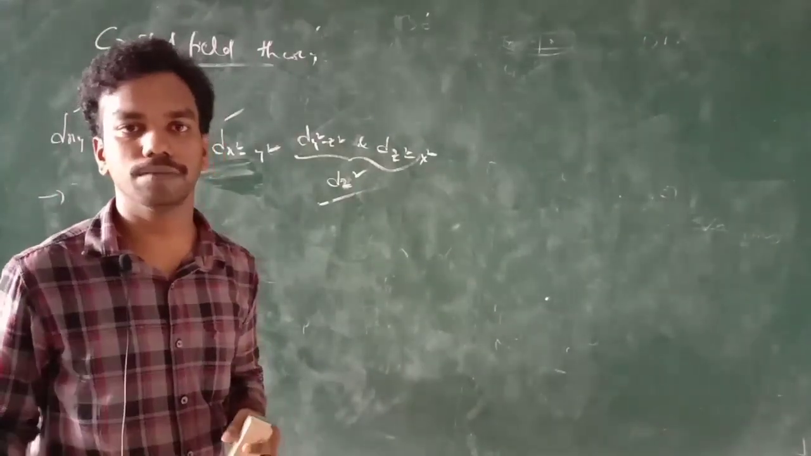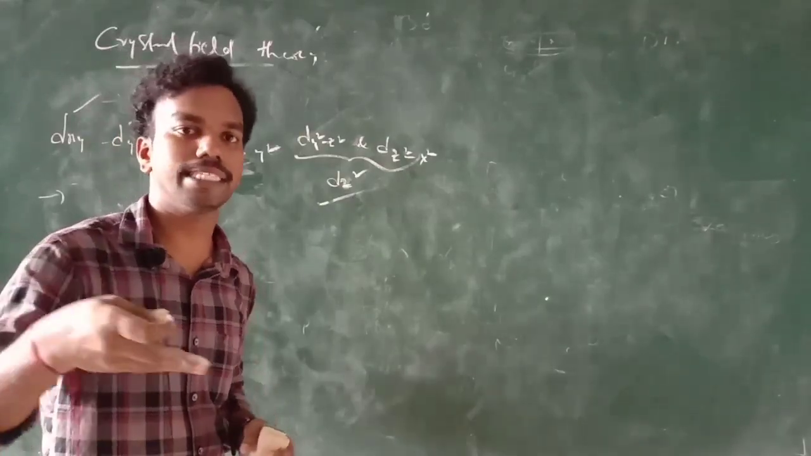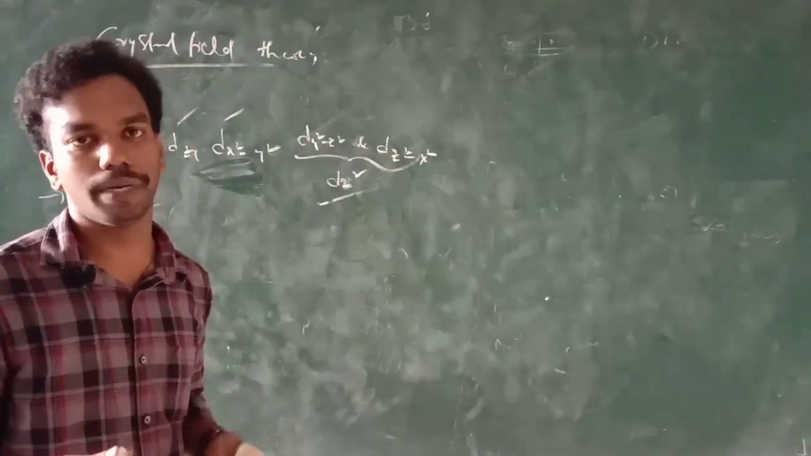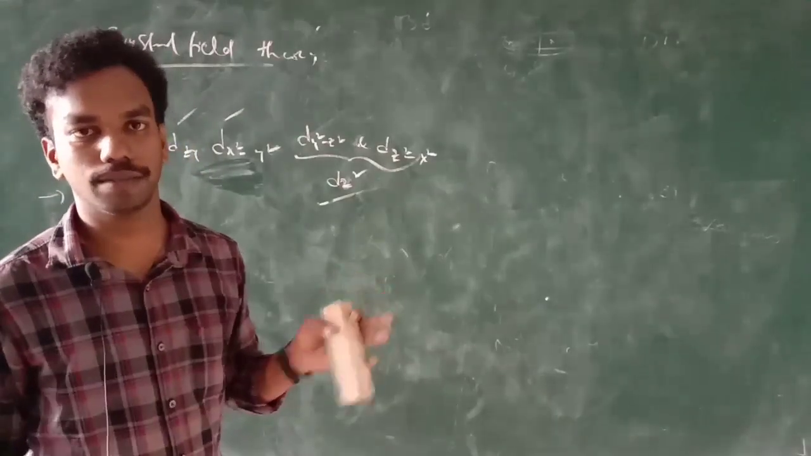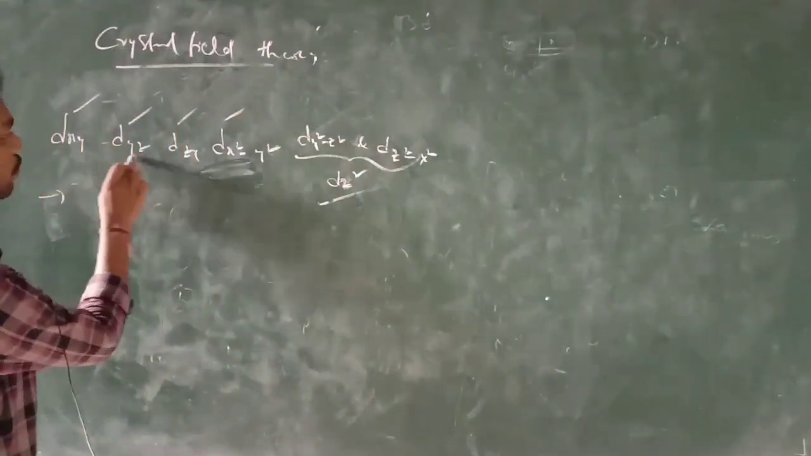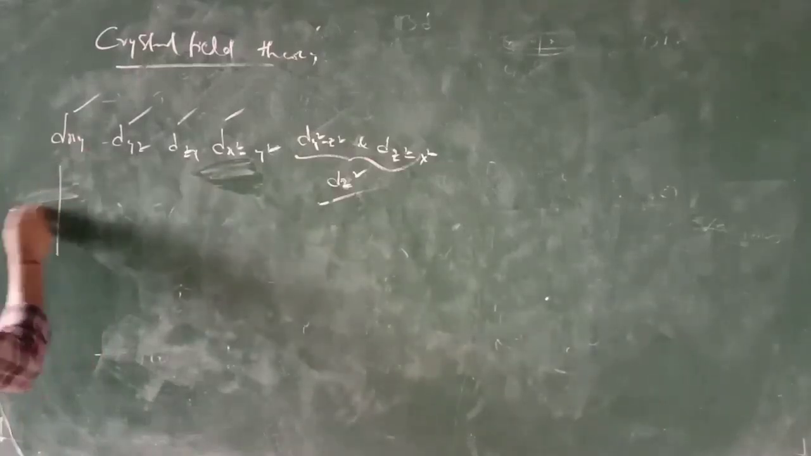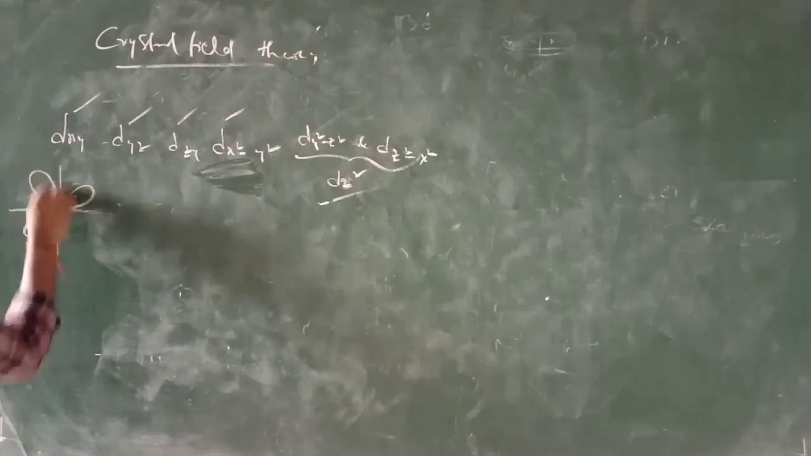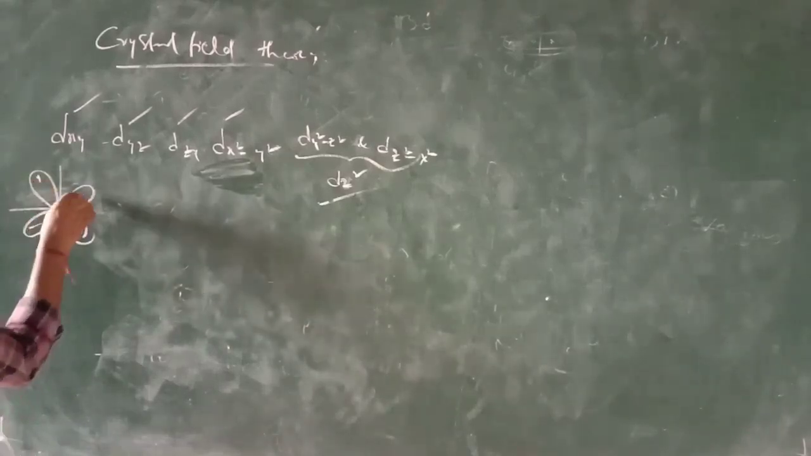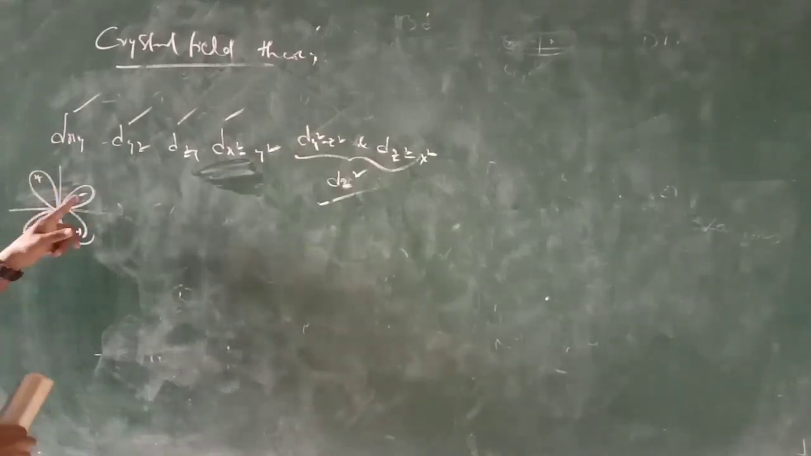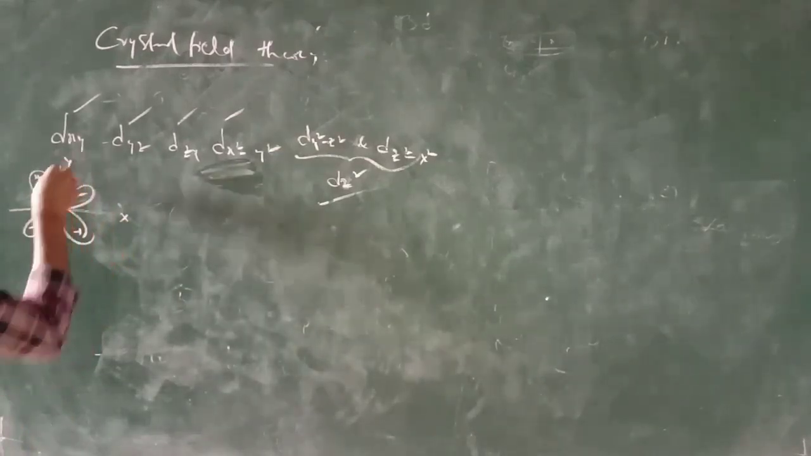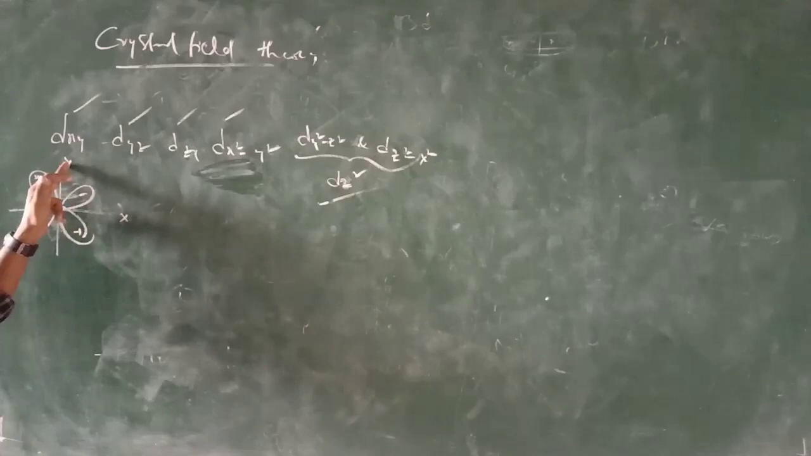The fifth assumption: because of the ligand influence, whether ligands approach along the axis or in between the axis, the metal 5 d orbitals are split into two sets. If you see the structure of dxy, the lobes, plus and minus, are in between the axes, here the x axis and the y axis.